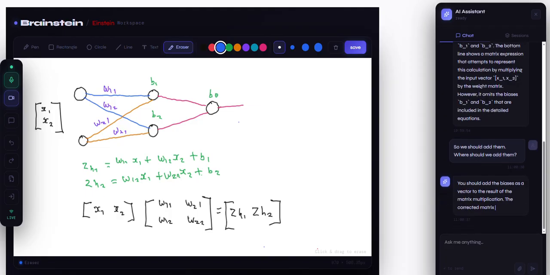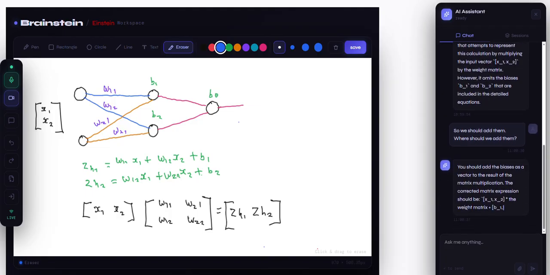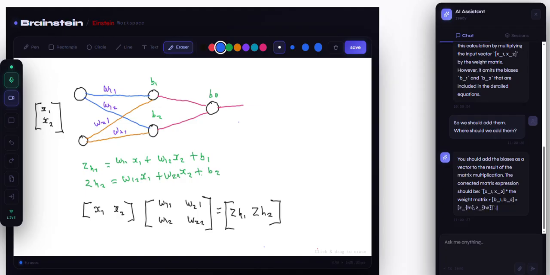You should add the biases as a vector to the result of the matrix multiplication. The corrected matrix expression should be x1, x2 times the weight matrix plus b1, b2.